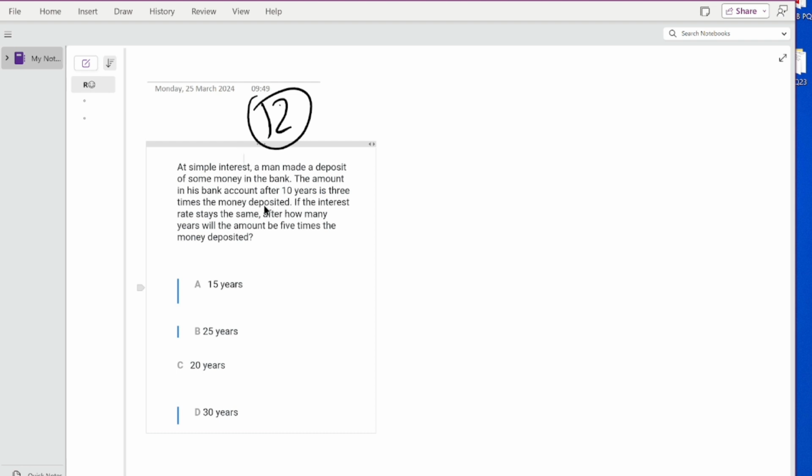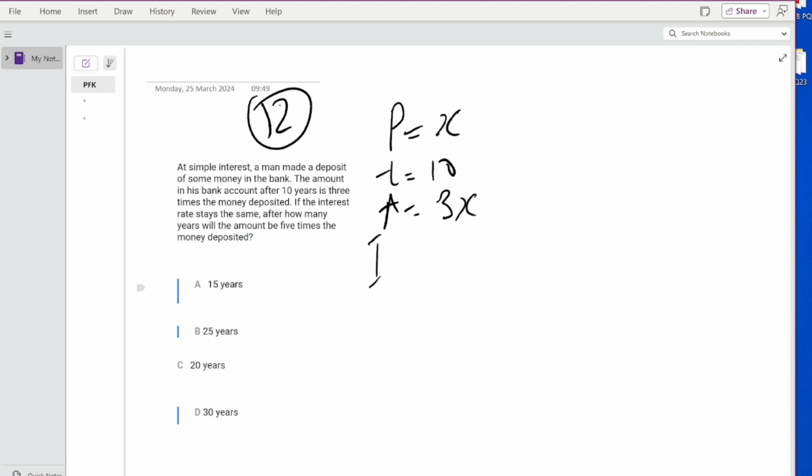So let's just start by creating a mathematical expression for this. The principal, which is unknown, is x. The amount in his bank after 10 years, where t is 10 years, is three times the money deposited. That means the amount is 3x. Then if the amount is 3x, the interest, which is simple interest, will be 3x minus x, which will give you 2x. That's the first part of the equation.